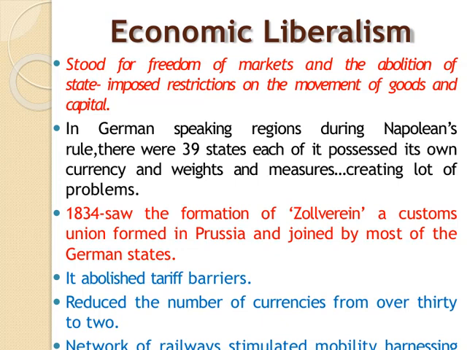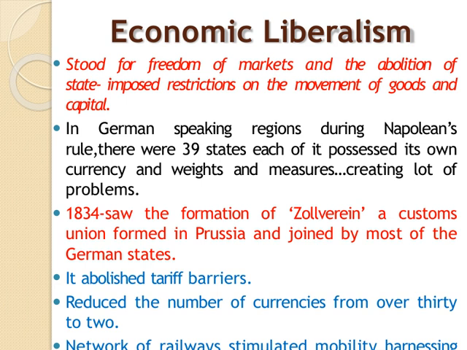Let's talk about economic liberalism. Essentially, it stood for the idea of free markets and aimed to eliminate restrictions the state placed on moving goods and capital across borders. This was about allowing economic activities to flow more freely, encouraging growth and efficiency. Now, during Napoleon's rule, the German-speaking regions were quite fragmented. There were about 39 different states, each with its own currency, weights, and measures. This created a lot of problems, things like trade barriers, confusion, and inefficiency.